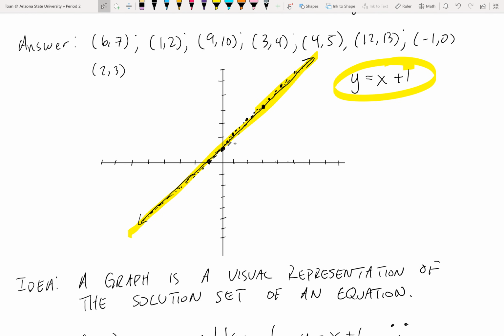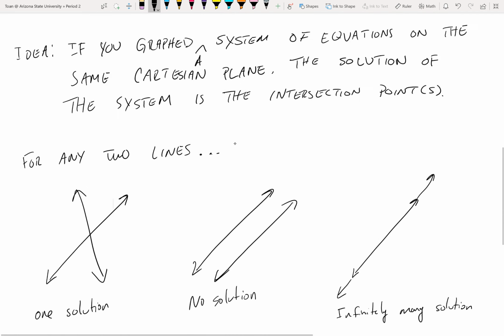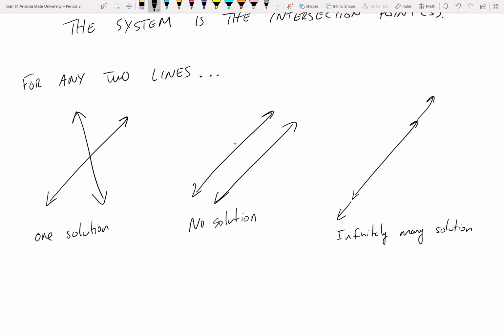Say, for example, y equals x plus 1. And then if I asked you, hey, what's the answer to y equals x plus 1? You would say every single point on this line here. So if you had two lines that so happen to be right on top of each other, every single one of these points here would be a solution.